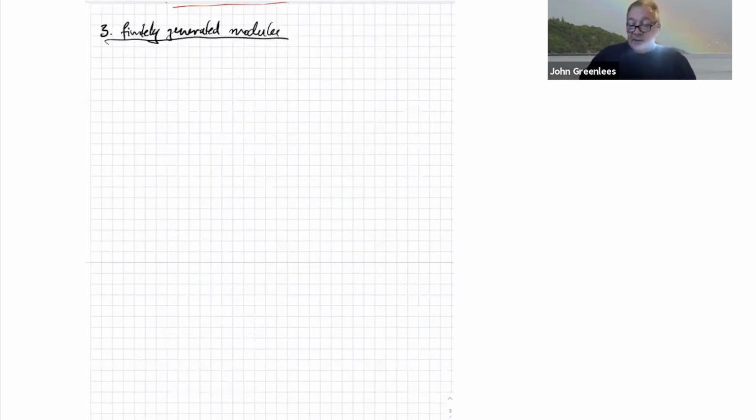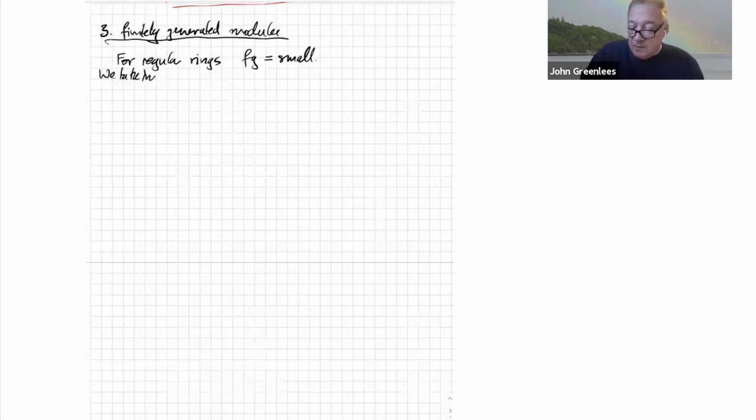Okay, so the idea is that I know that I want the Auslander-Buchsbaum theorem to be true. So for regular rings, regular local Noetherian rings, finitely generated is the same as small. And so that's going to be my starting point. So hence, we take this as the definition for cochains on BG when it's regular. The definition of finitely generated.